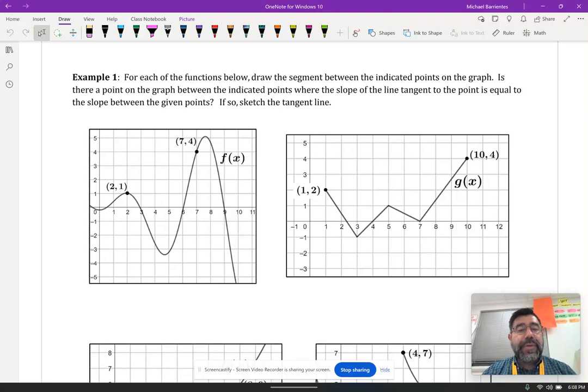Welcome to video 2 of the mean value theorem. Here we're looking at some visual representations of what the mean value theorem is really telling us.